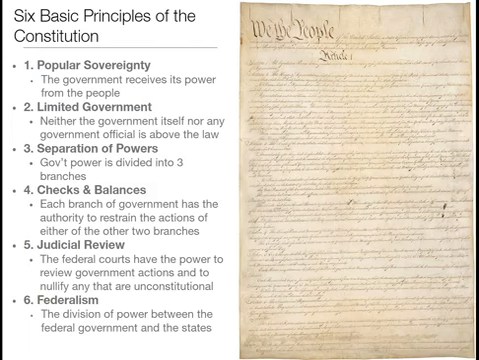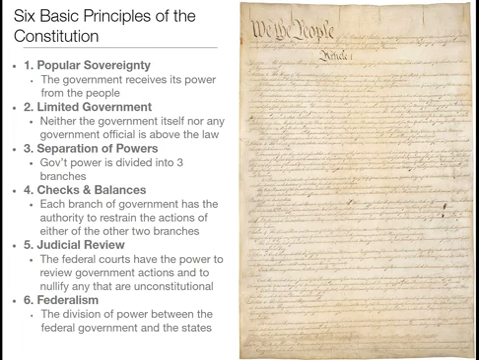Our last slide today is on the 6 basic principles of the Constitution. The 6 basic principles that are evident in our Constitution are popular sovereignty, limited government, separation of powers, checks and balances, judicial review, and federalism. So popular sovereignty, see that word again. Sovereignty meaning power, popular meaning by the people. So the government receives its power from the people.